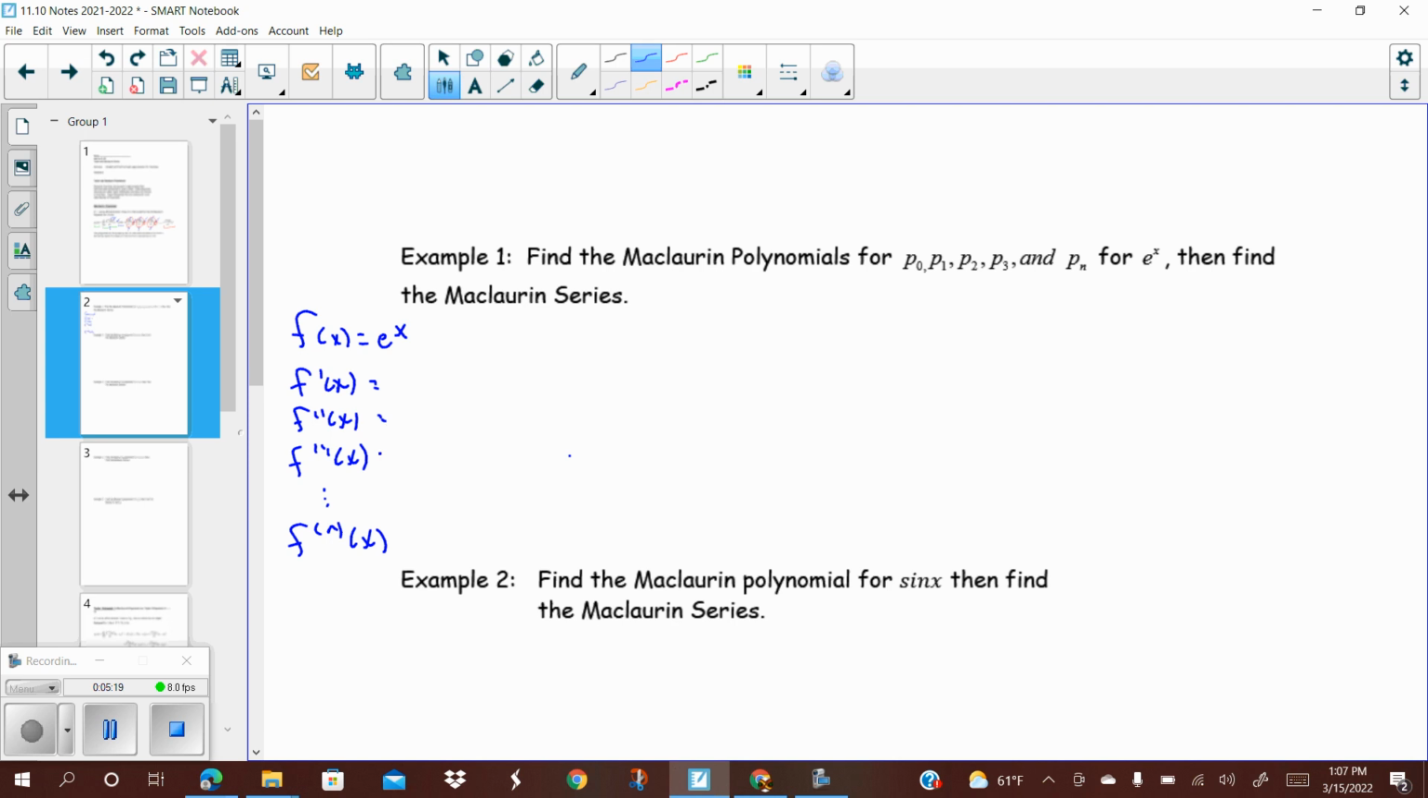And this is a really wonderful one for us to start with because the derivative of e to the x is always e to the x. So that makes that part easy.